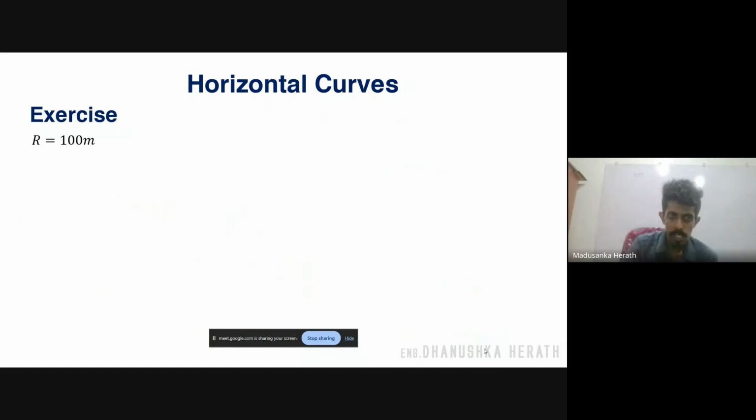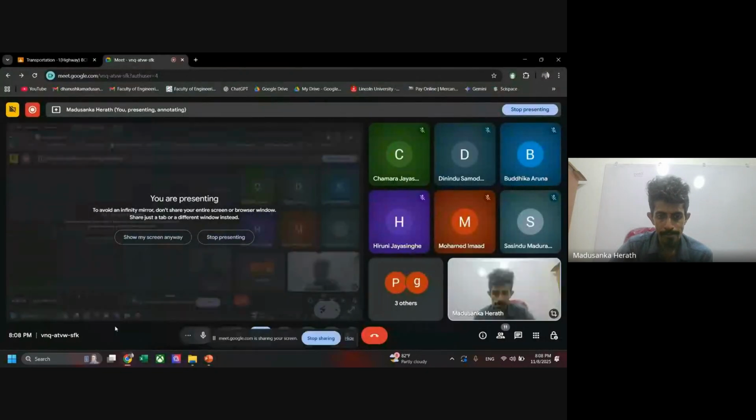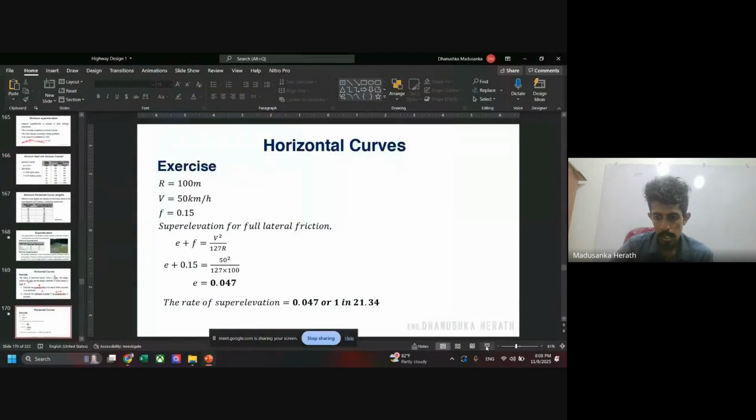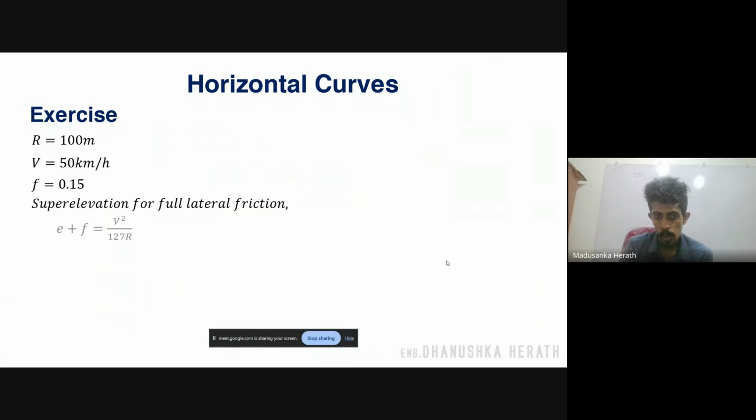Right. Shall we discuss the answer? Okay. R is 100 meters. V is 50 kilometers per hour. F is 0.15. So they are asking for the value of E. So I will make E plus F the subject here. Previously the equation was R is equal to V squared over 127 (E plus F). Now I made E plus F the subject. Then E plus F is equal to V squared over 127 R.